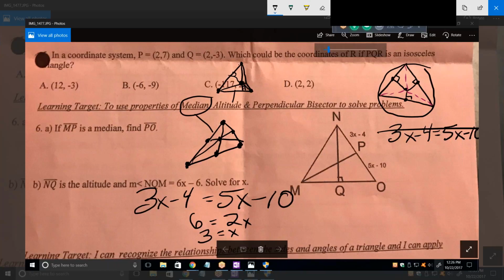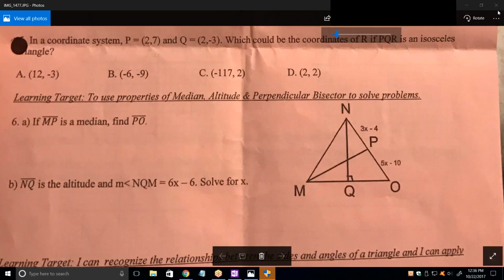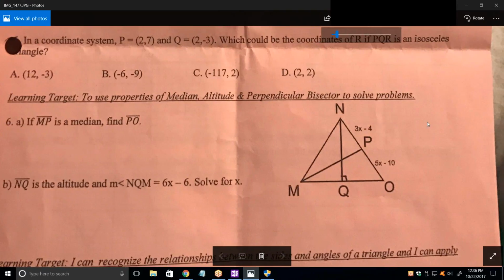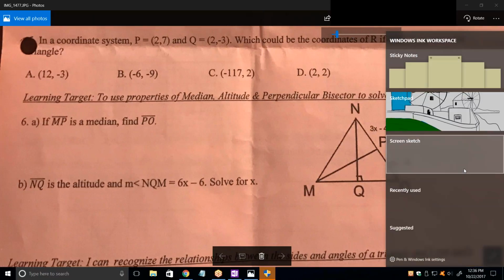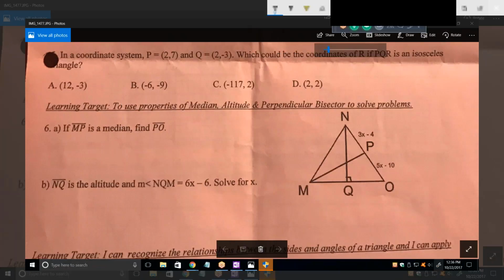Okay, so what's the answer here? What is PO? It would be 5. Correct. Okay, hold on a second. Let me scroll up. Oh, I forgot I can't scroll up anymore. That's okay. Just erased everything.